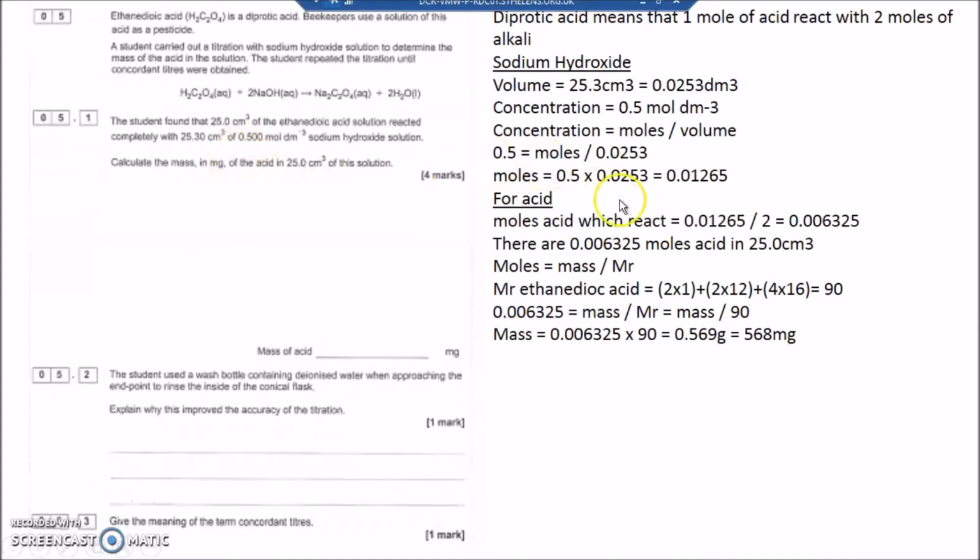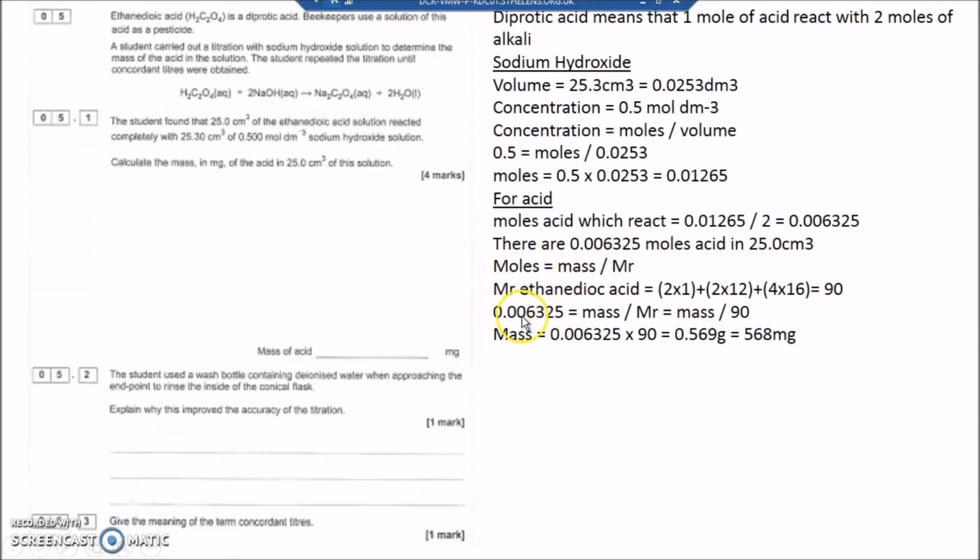So the confusing thing now is that you might think, well, I've got moles of acid and I've got volume, I'll work out concentration of acid. You don't need to do that. But read the question. Calculate the mass of acid in the 25 centimeters cubed. So in this 25 centimeters cubed, I know I've got 0.006325. I've got the ethane dioic acid, so I can work out its MR. 2 H's are 2 1s. 2 carbons, 12 each, is 24. 4 16s are 64. I can work out that the MR of the ethane dioic acid is 90, and I've got moles, so I can work out mass.